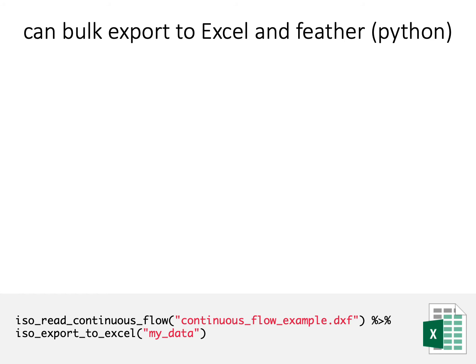In addition, isoreader makes it easy to export data to other file formats. Here's an example of exporting to Excel, where we can read in a single data file, or we could read in an entire folder, or we could read in every single dual inlet or continuous flow file that isoreader finds on your hard drive and export it to Excel. Alternatively, you could export it to the Feather file format, which is a shared format between Python and R.